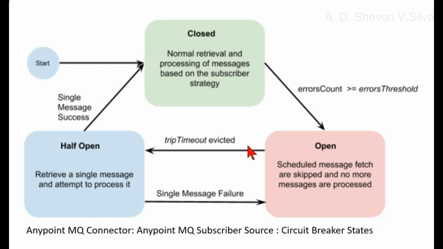Here open is connected to half open via trip timeout elapsed, and half open is connected to open via single message failure. The half open state retrieves a single message and attempts to process it. Half open is connected to closed via single message success.